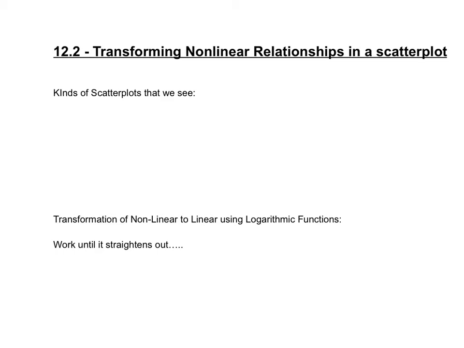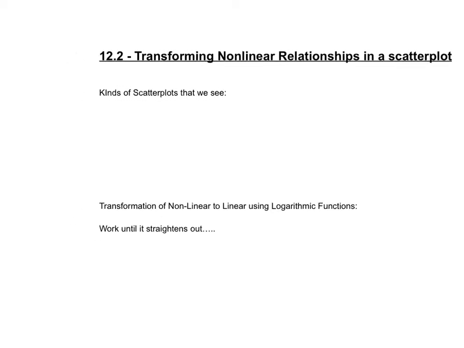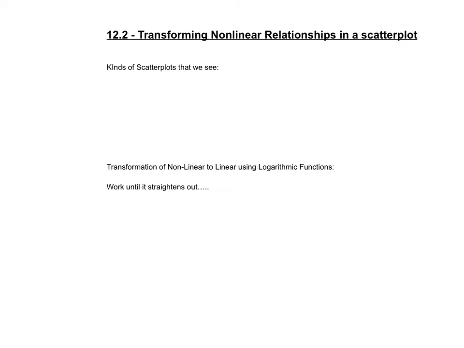So 12.2, we're doing transforming of non-relationships in a scatter plot. So we're still talking about regression lines, right? That we want to deal with here. So we need to look at the scatter plots. So let's talk about kinds of scatter plots that we see.